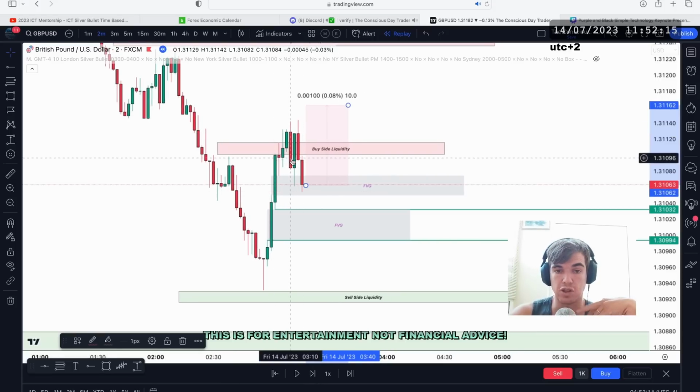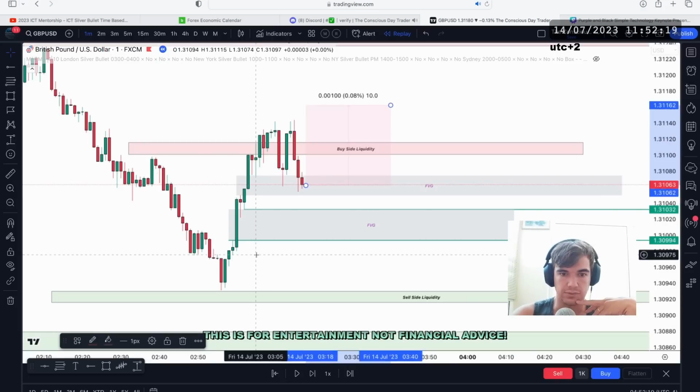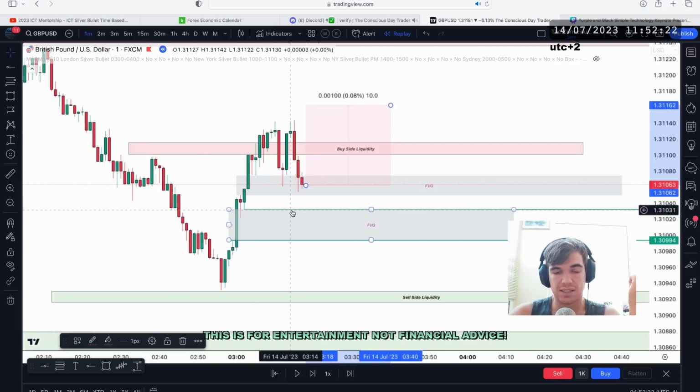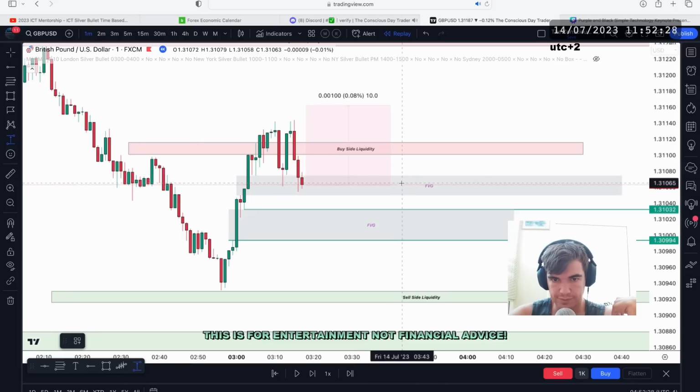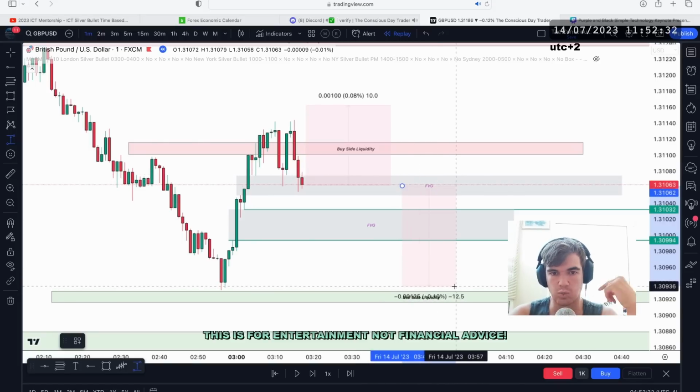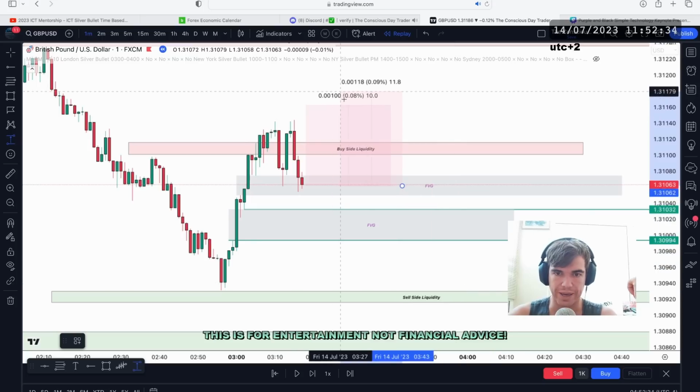Where would you put your stop? That's the good question. The stop depends on where you've got the swing low here, which is how far away from your entry. That would be roughly a 1-to-1. So you're risking 1 to make 1.